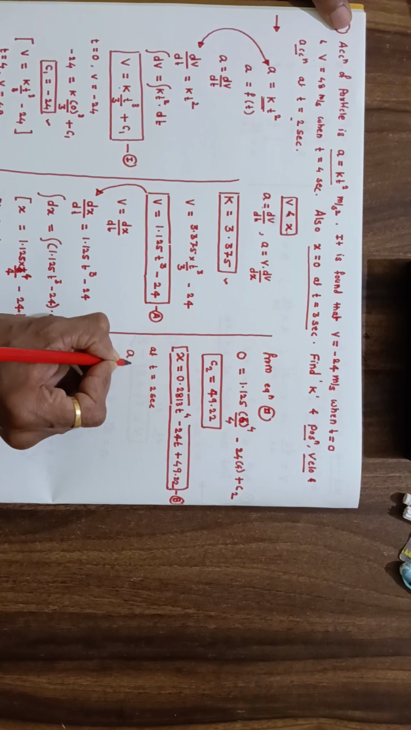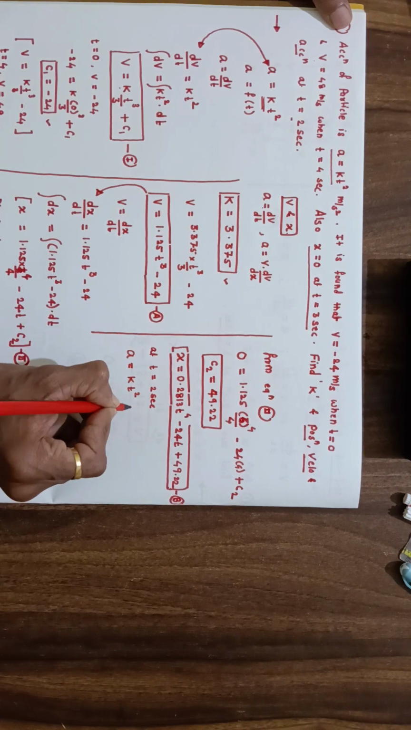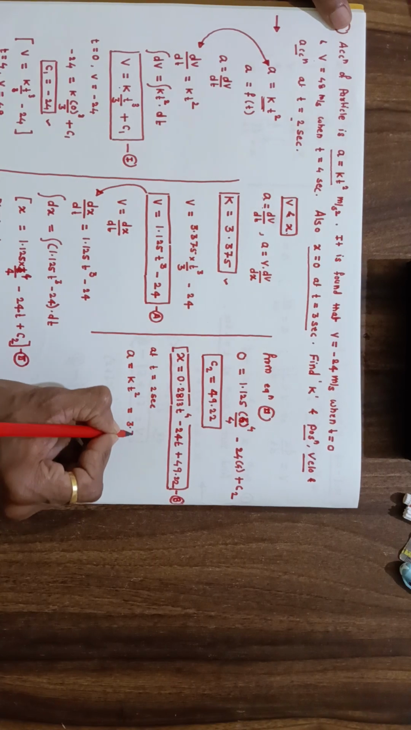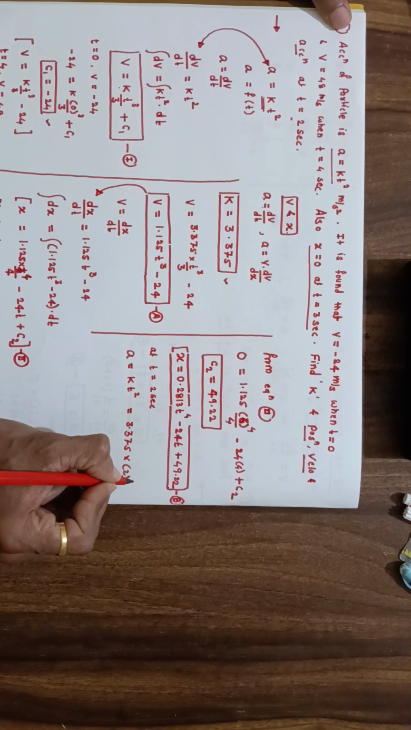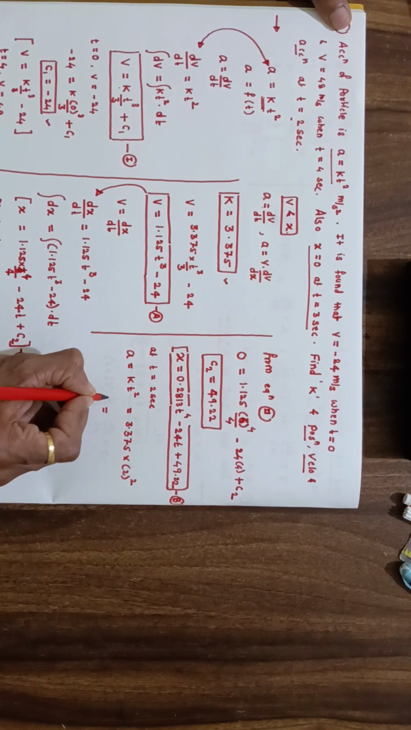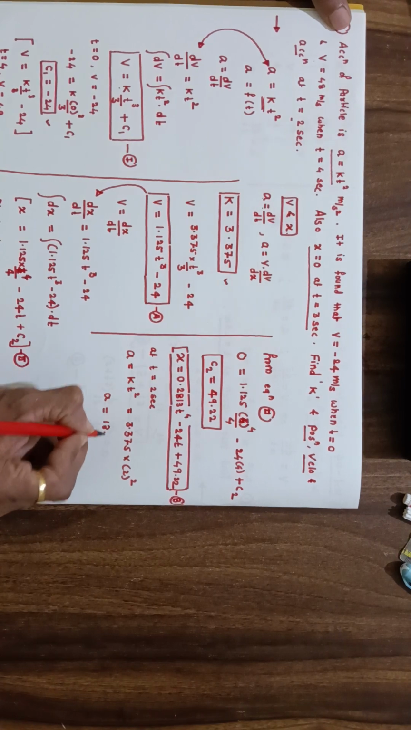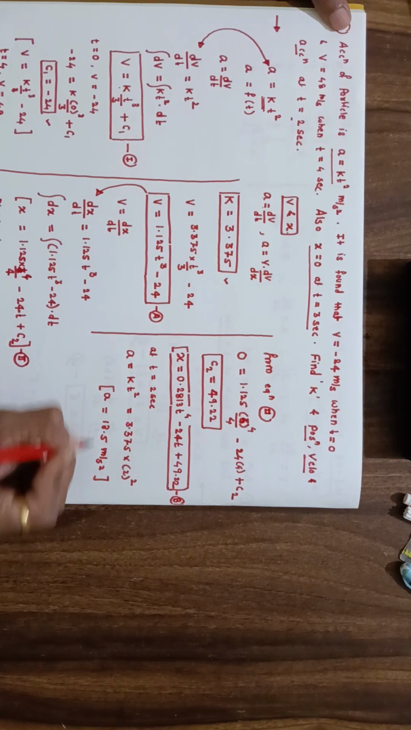the acceleration A is equal to k t square. So k is 3.375, so 3.375 into 2 square. So A is equal to 13.5 meter per second square. Okay, so this is the first answer.